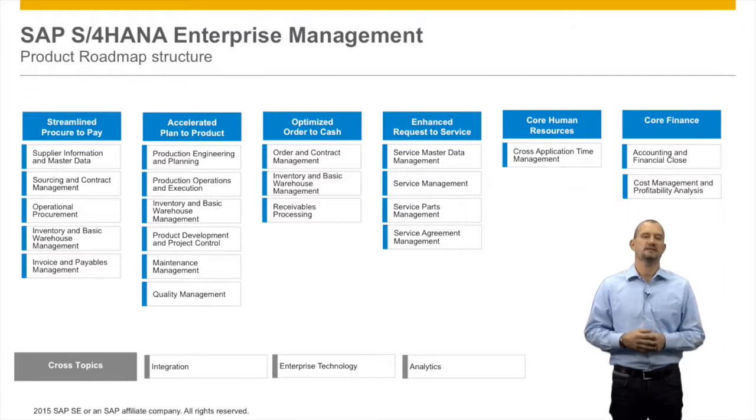Here is the SAP S4HANA Enterprise Management product map from the 15.11 release, the known standard structure to explain our solution to the market, with business priority, the blue boxes like procure to pay or order to cash, end-to-end solutions, the white boxes, like production planning, accounting and financial close, just to mention a few. And there are cross topics that enrich S4, like integration and analytics, for example. But now let us map some of the key innovations to this map.